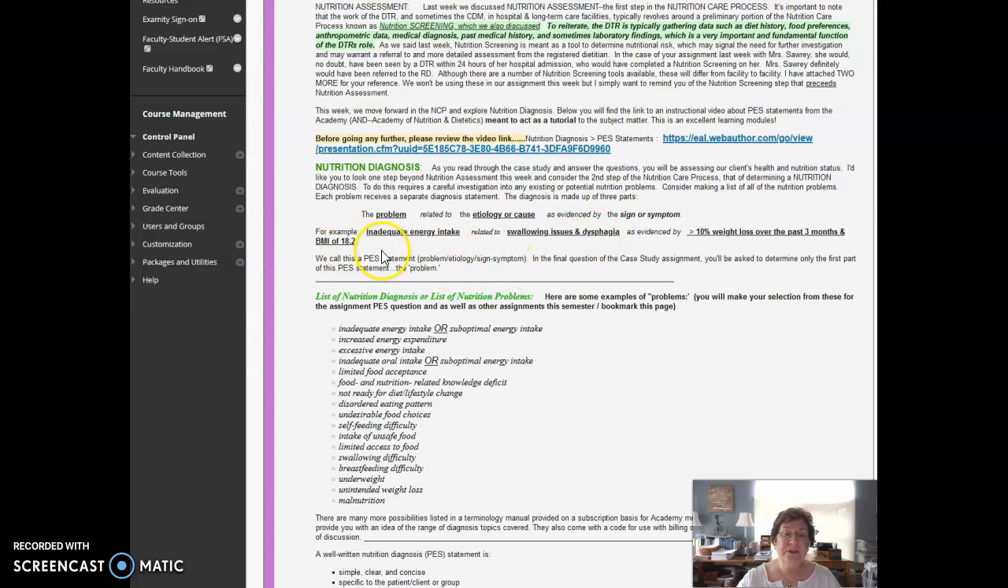So the example given here, an inadequate energy or calorie intake, that's our problem. And that is specific language from right down here in the list. That's related to swallowing issues and dysphagia, as evidenced by a greater than 10% weight loss over the past 3 months and a BMI of 18.2. So again, we're just looking this week to get our arms around the problem section of this PES statement.